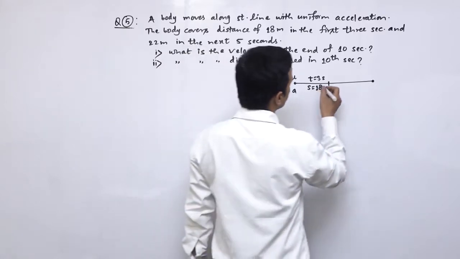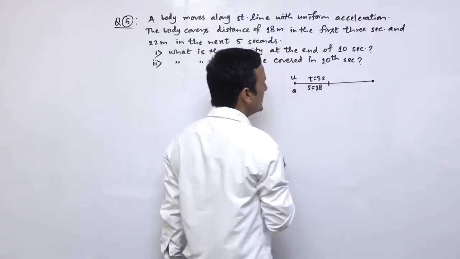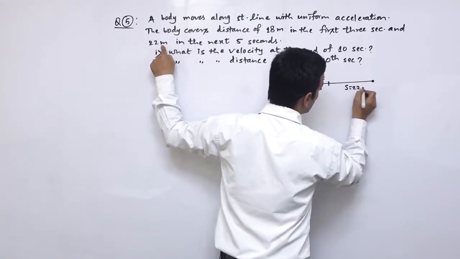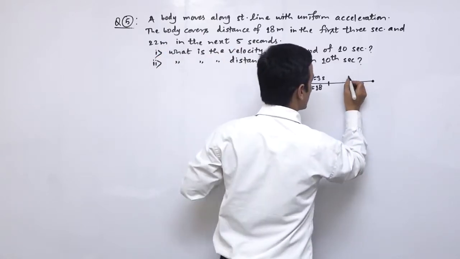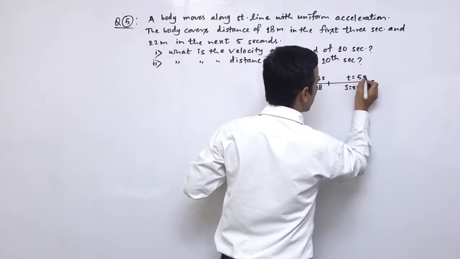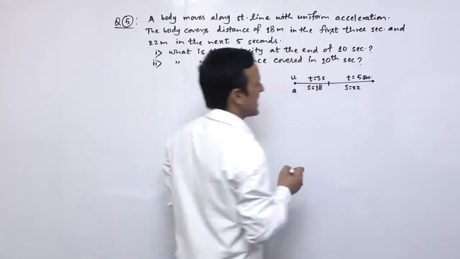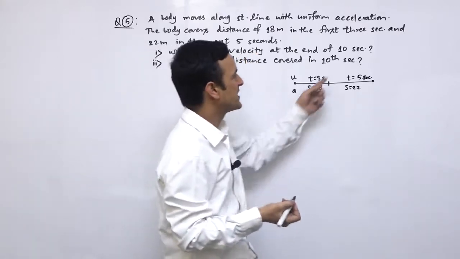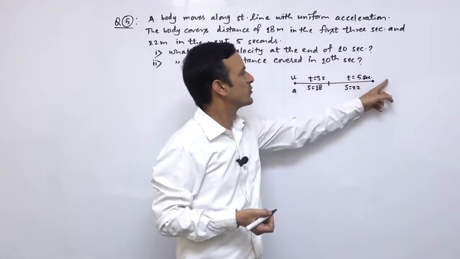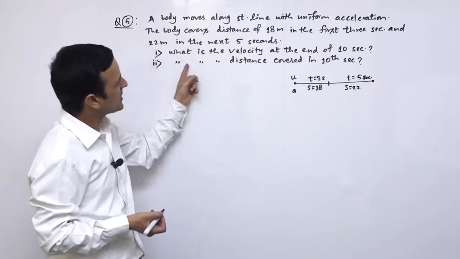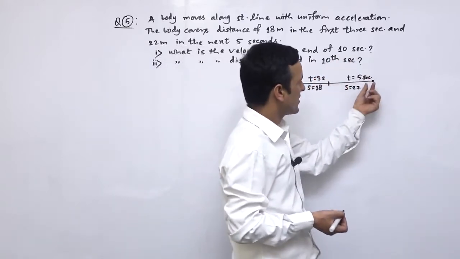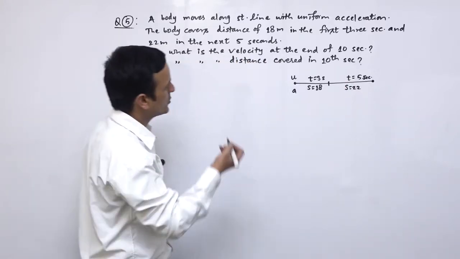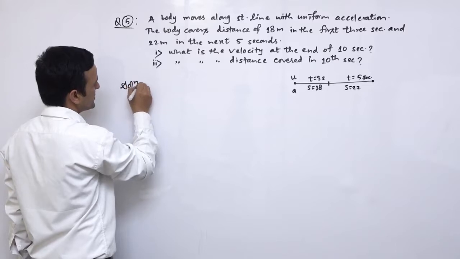So what will be the value of this term? And it covers 22 meter. So here S is 22 meter in the next 5 seconds. So time is equal to 5 seconds. This is 5 seconds, 5 second time. So what will be the velocity at the end of 10 seconds? 10 second ko end ma velocity kati huncha. And what is the distance covered in the 10th second? र 10th second मा यो particular second मा यसको velocity र distance कति हुन्छ त्यो हामी निकाल्छौं. So let's solve the question.